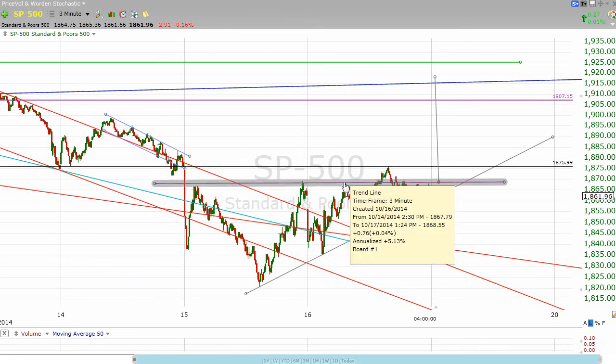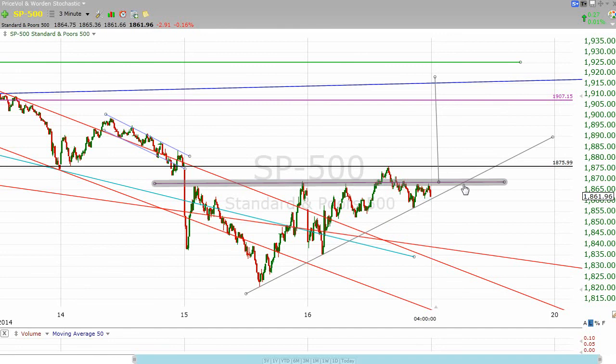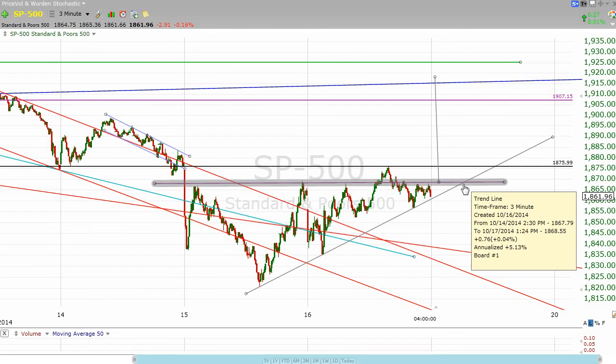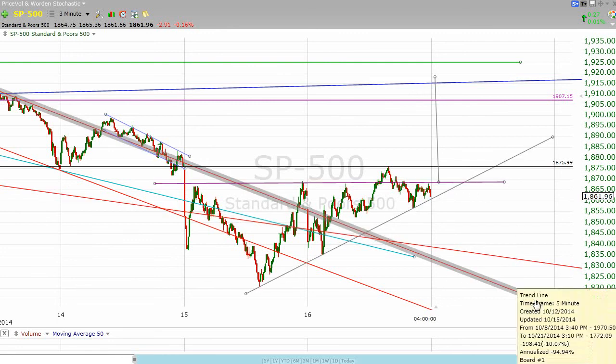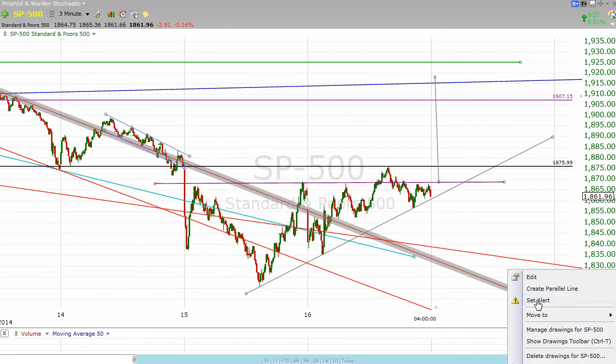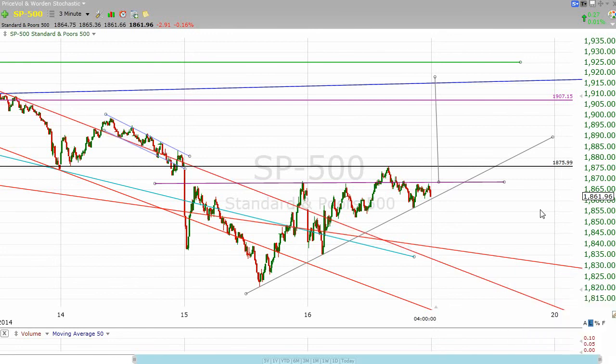Resistance here, support here. By 11:18 tomorrow, we are either setting up for a move over 1900 or we are setting up for a move probably to set a lower low in at least the 18 teens.